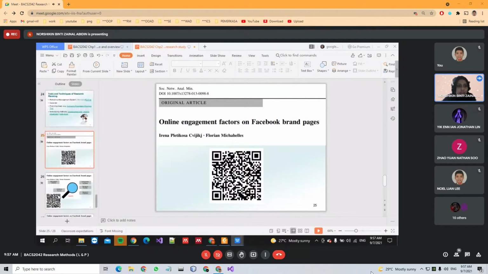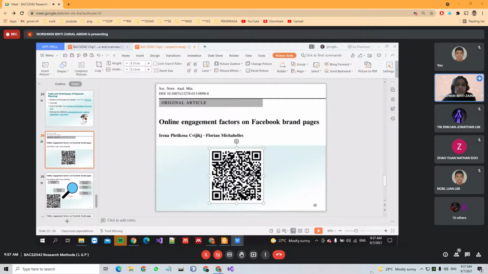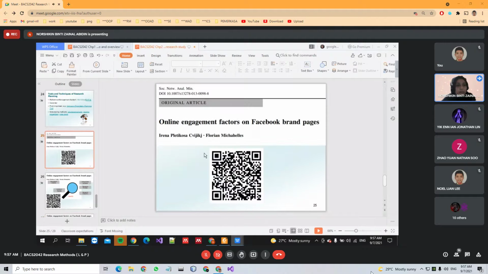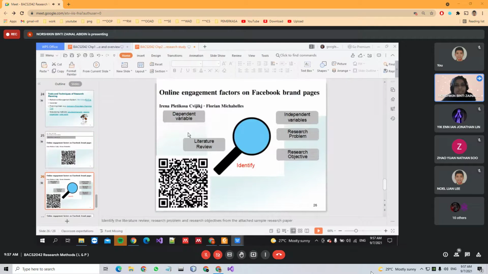And then last week, this is the paper, online engagement factors on brand Facebook brand page. I think we won't cover this paper, but we will cover this part in our exercise later today.